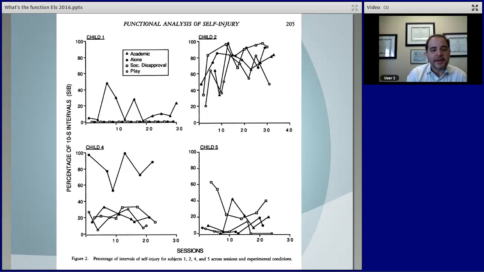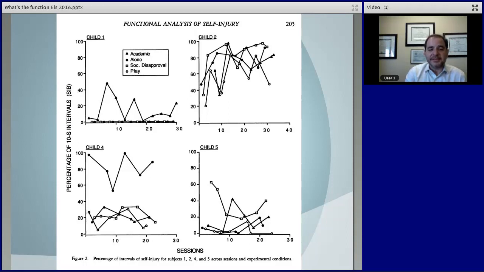And if you look, the others, the social disapproval, which is the attention, and the play, which is the tangible function, are all very, very low. They're at zero. And so the child never engaged in problem behavior to gain access to some attention. The child never engaged in problem behavior to gain access to toys. He only engaged in problem behavior when he was presented with academic demands. And so that gives us a pretty good amount of confidence that this individual is probably engaging in problem behavior to escape work demands.